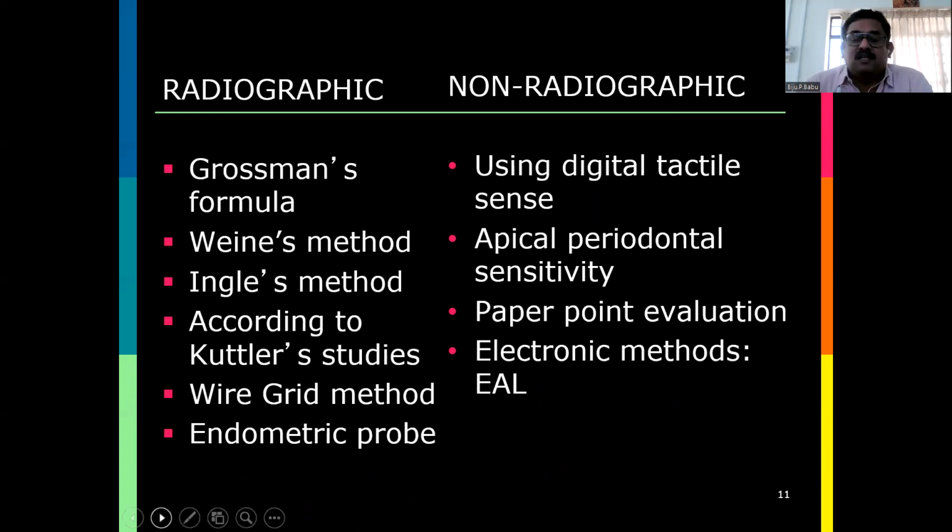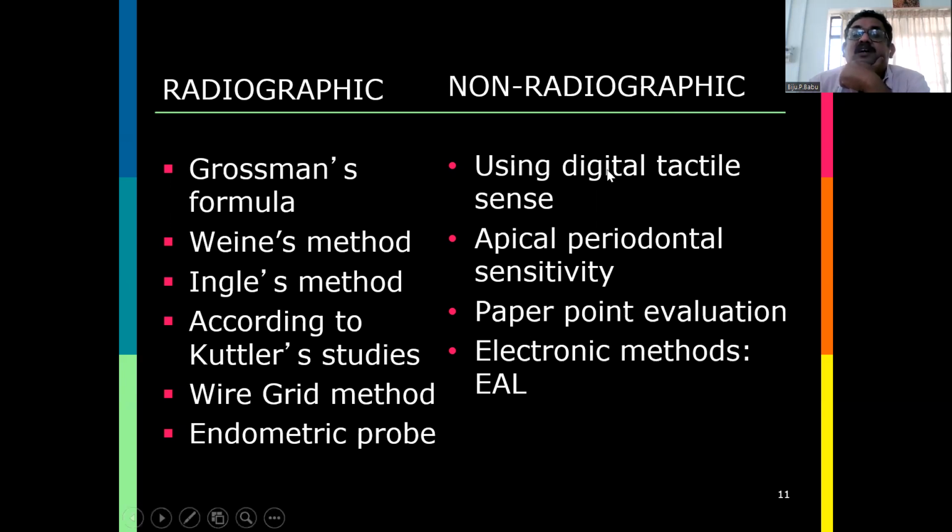Now, taking all that apart, for working length determination you have two basic methods: one is the radiographic method and the other is the non-radiographic method. In the radiographic method, you use X-rays or radiographs to determine the working length, and in that you have Grossman's formula, Ingle's method of taking working length, the English method, and according to Cutler's studies, the Cutler method, the wire grid method, and the endometric probe method. All these are the different methods of taking working length with a radiograph.